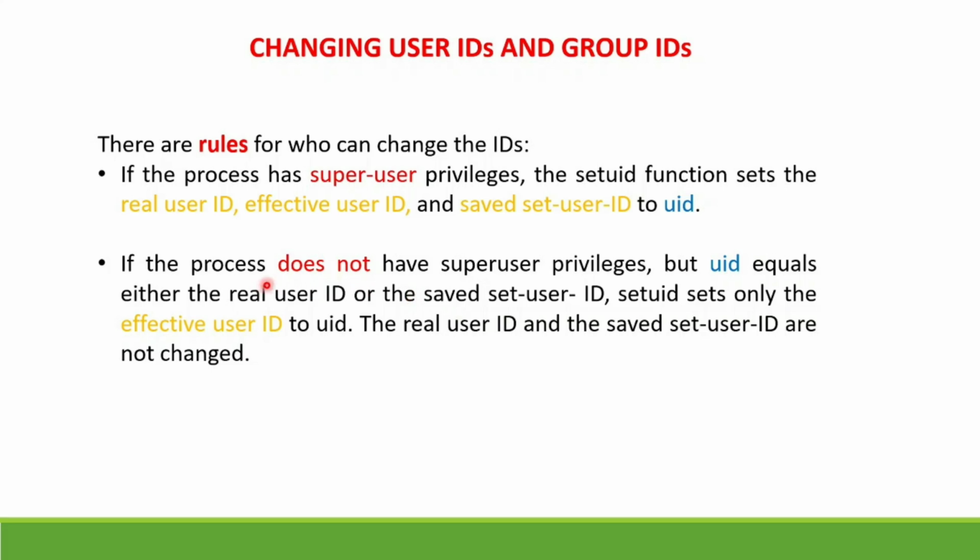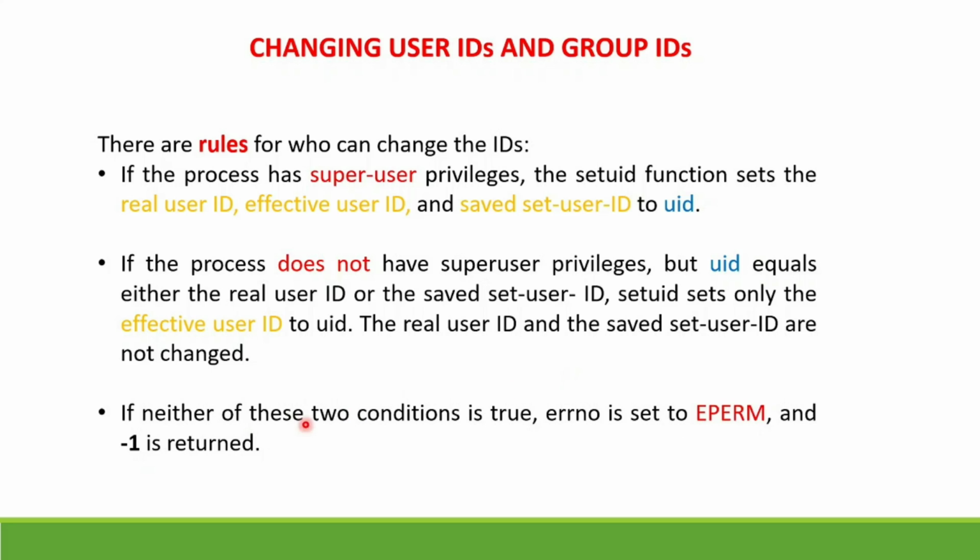If the process does not have superuser privileges, but its GID is equal to either the real group ID or the saved set group ID, then setgid sets only the effective group ID to GID. The real group ID and the saved set group ID are not changed.